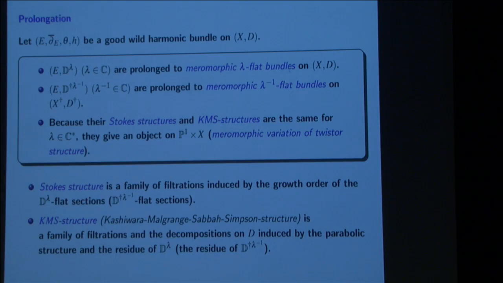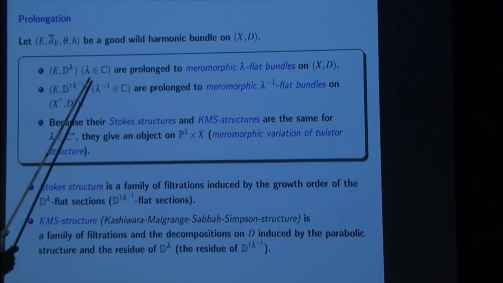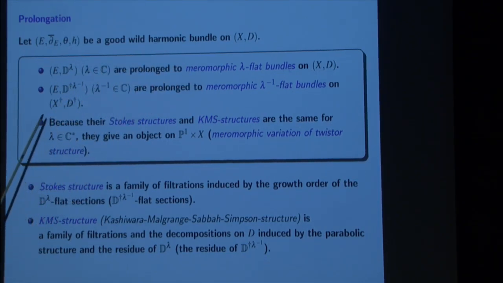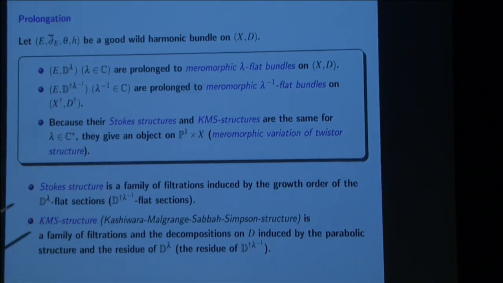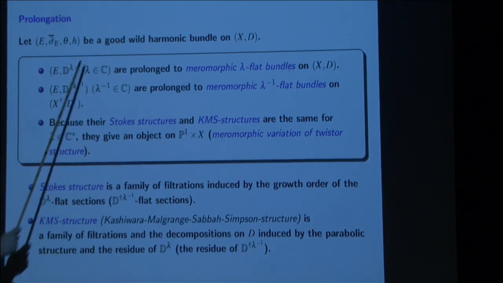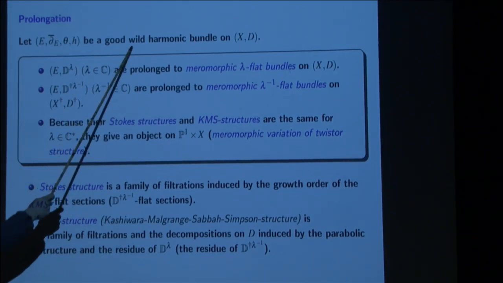So let me explain the prolongation result. It's not difficult to explain the full statement, but very roughly, as I mentioned, we have the family of lambda flat bundles, given on X minus D. Did you say what good means? Yes, sorry. As I mentioned, we have to assume some non-degenerate condition on the spectral variety along D, and that is goodness. So we need some assumption on the spectral variety of wild harmonic bundles.